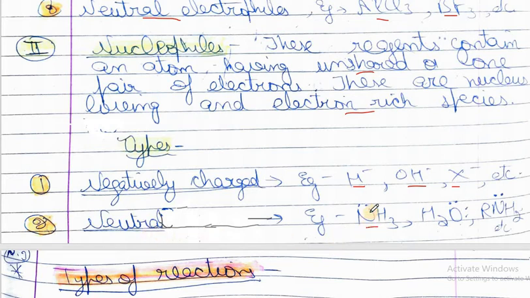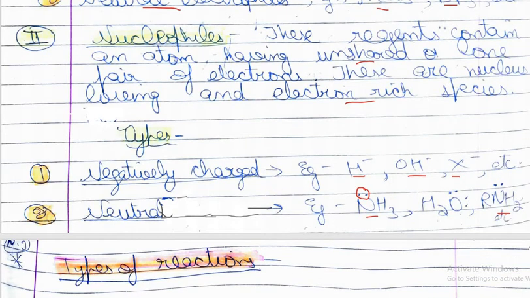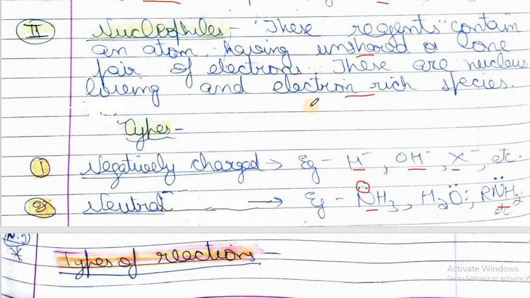Or similarly they can be neutral. Example ammonia, it has a lone pair of electrons. Similarly water, it has two lone pairs of electrons. Then amines, RNH2, have one pair of electrons, etc. So nucleophiles are the atom or group of atoms with negative charge, or they are electron rich species that are neutral.